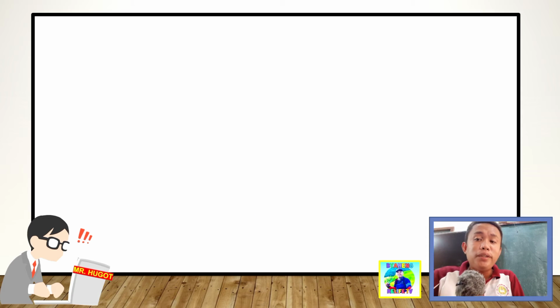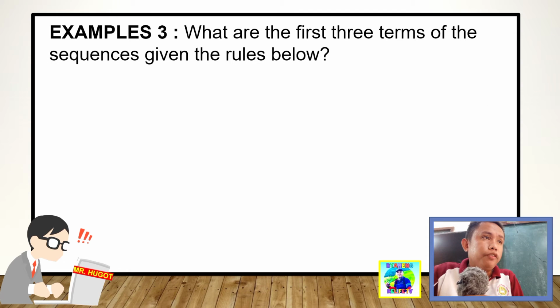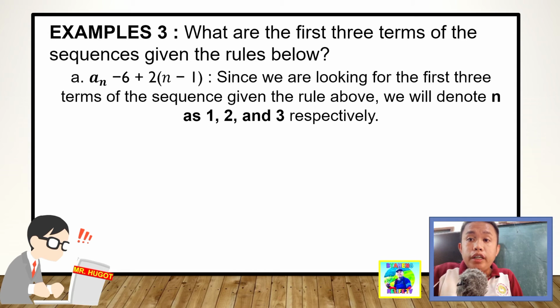So let's continue with another example, example number 3. We're going to do the same. We're going to look for the first 3 terms of a given rule. This time, we're going to look for a sub n equals negative 6 plus 2 quantity n minus 1. So medyo komplikado to guys.